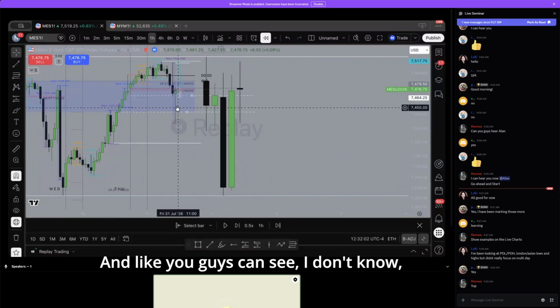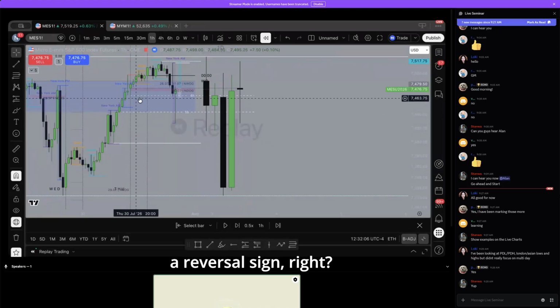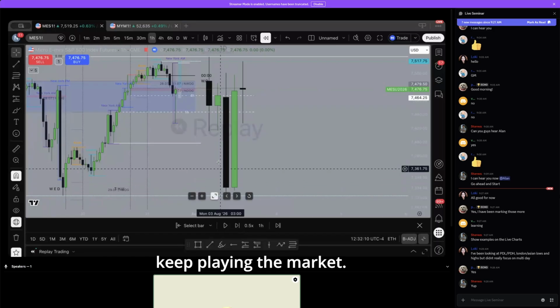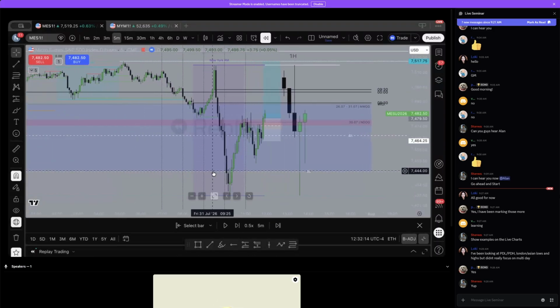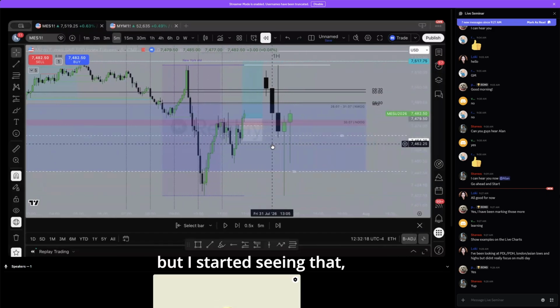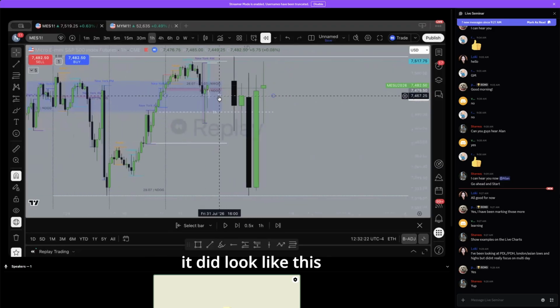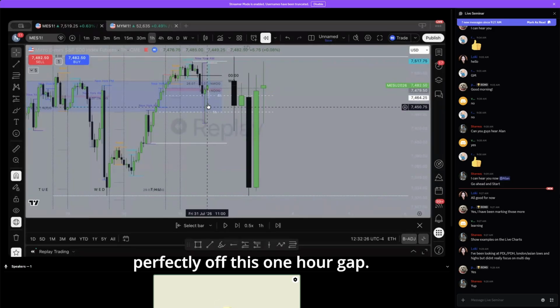And you guys can see, I think you call these doji candles, but this is a big reversal sign, right? So now we're just gonna keep playing the market. Honestly, I wasn't really paying attention to the market around this time, but I think I started looking around here. I did also mention the 1 hour, it did look like a reversal, right? And then we reacted perfectly off this 1 hour gap.